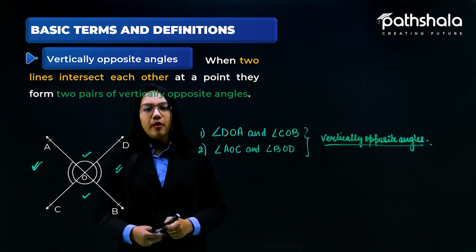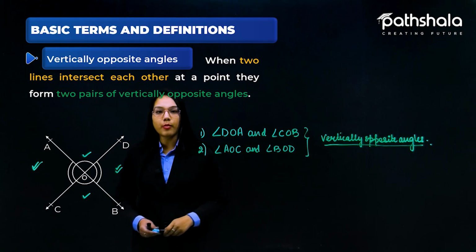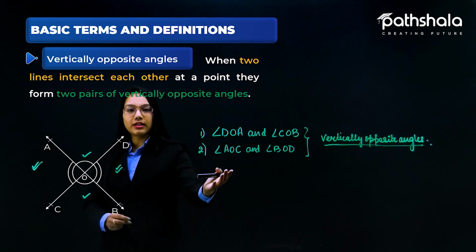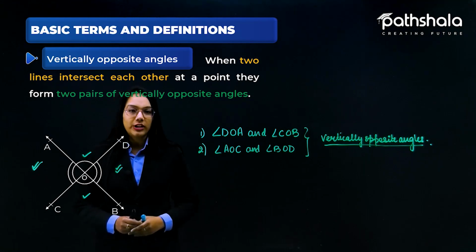So always remember, when two lines intersect each other at a point, they form two pairs of vertically opposite angles, and they are called the pairs of vertically opposite angles.